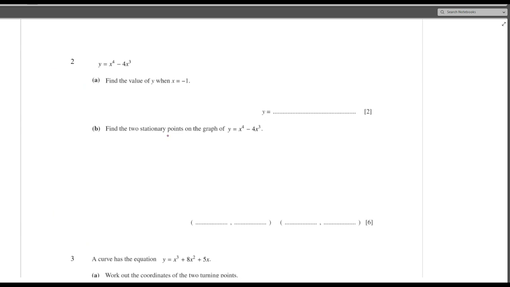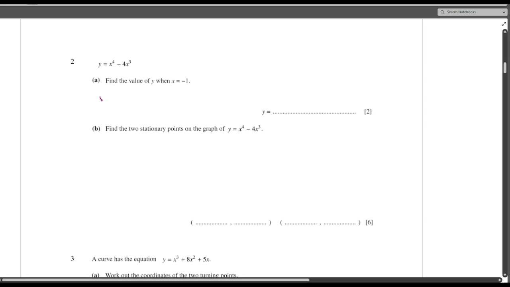Y is equal to x power 4 minus 4x cube. Find the value of y when x is minus 1. So this is a very simple question. I have to simply replace x with minus 1. So minus 1 power 4 minus 4 times minus 1 cube. Minus 1 power 4 is 1, minus 1 cube is minus 1, minus 1 times minus 4 is plus 4. So your result is 5.